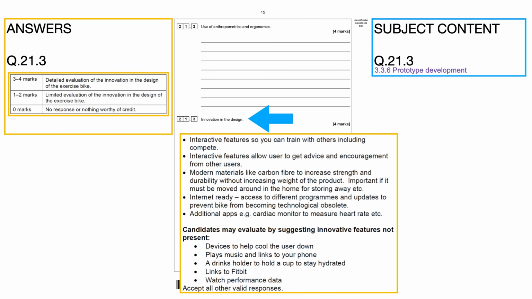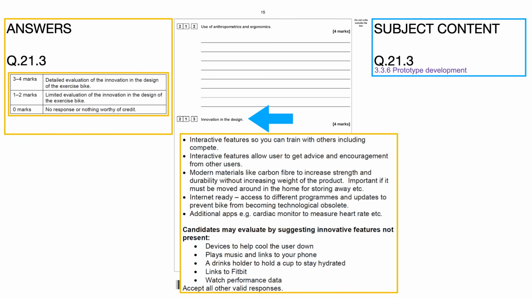21.3 is looking for innovation in the design of that exercise bike. So it's interactive features so you can train with others, including compete. It has interactive features that allow the user to get advice and encouragement from other users. Modern materials like carbon fiber to increase strength and durability without increasing the weight of the product. Now this is important if it must be moved around the home or stored away.